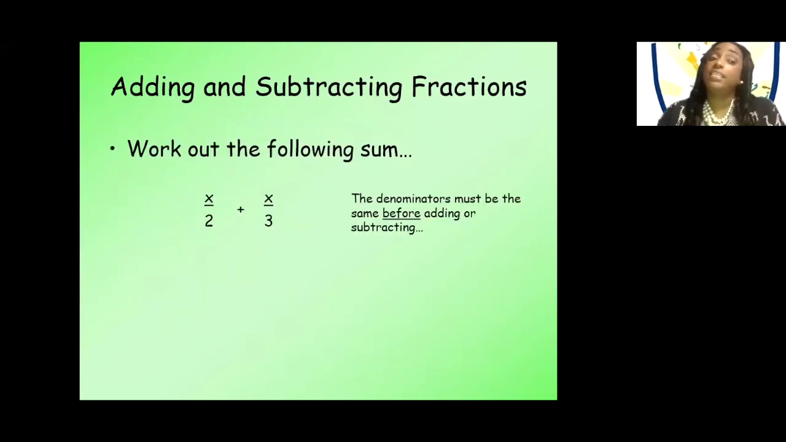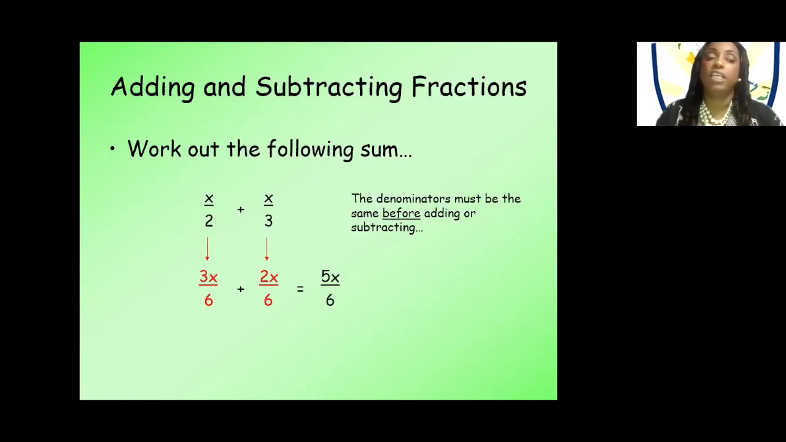Okay, this I believe is my last example. And I want you to bear in mind that even though you may have variables, letters, in your fraction, it does not change the rule. Here we have x over 2 plus x over 3. Again, denominators are different, so what do you want to do? You want to find the LCM. LCM of 2 and 3 is 6.